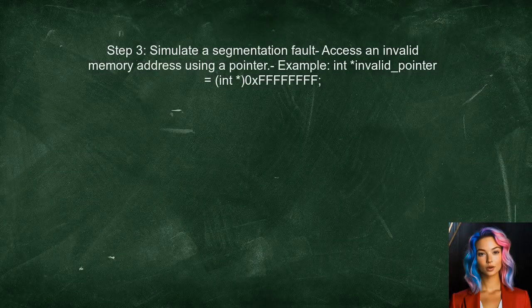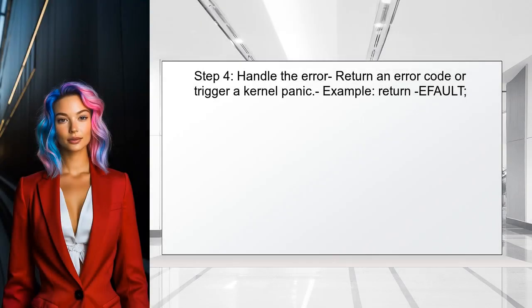If the copy_to_user function fails, the user can simulate a segmentation fault by deliberately accessing an invalid memory address. This can be done by using a pointer that points to an invalid location. Finally, the user should handle the error appropriately. If the copy_to_user fails, they can return an error code or trigger a kernel panic to simulate the behavior of a segmentation fault.